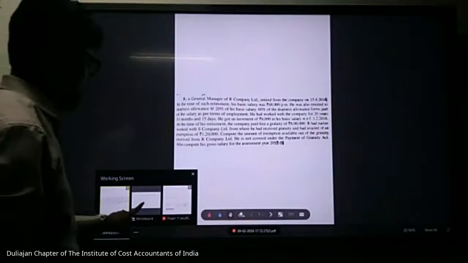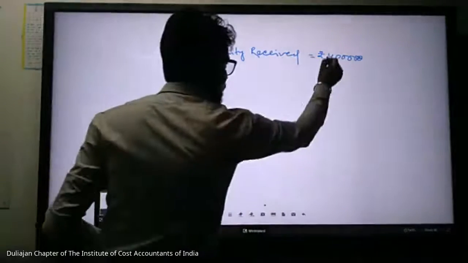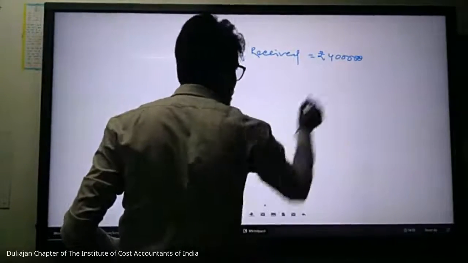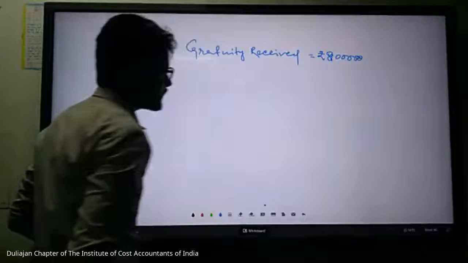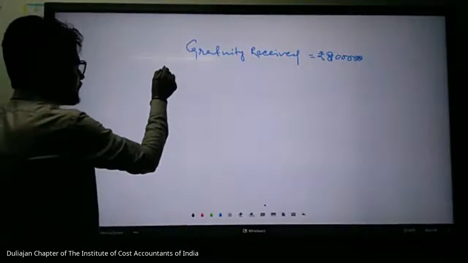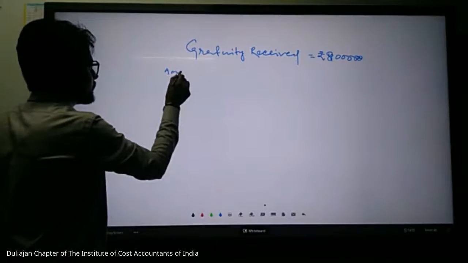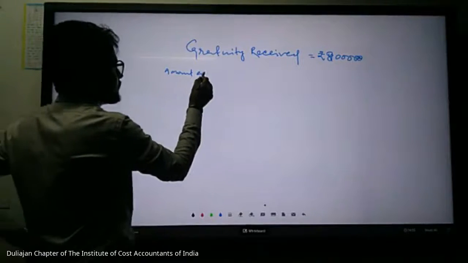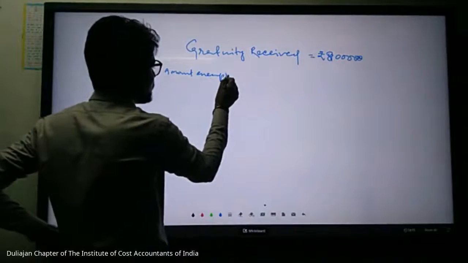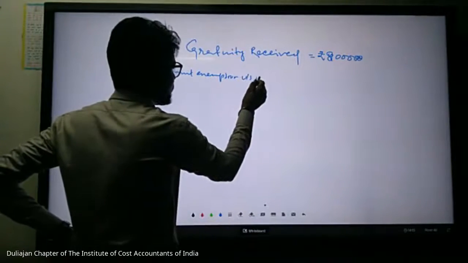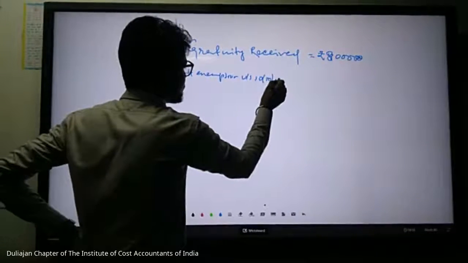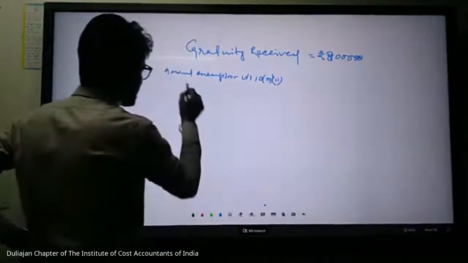Sorry, 8 lakhs. Gratuity received is 8 lakhs. Now we will calculate the amount of exemption, amount exempted under section 10(10)(2). You don't have to write the section in that one.